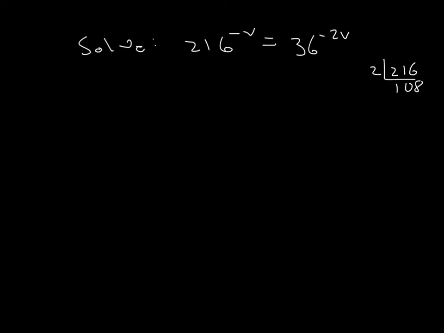and we'll do 2 again, and we get 54, and we'll do 2 again, and then we'll do 3 and 3 and 3. So here's where you've got to be a little bit clever, at least the way I'm going to show you right now. You have to be a little bit clever to realize 216 is 2 times 2 times 2 times 3 times 3 times 3, but it's really 6 times 6 times 6.